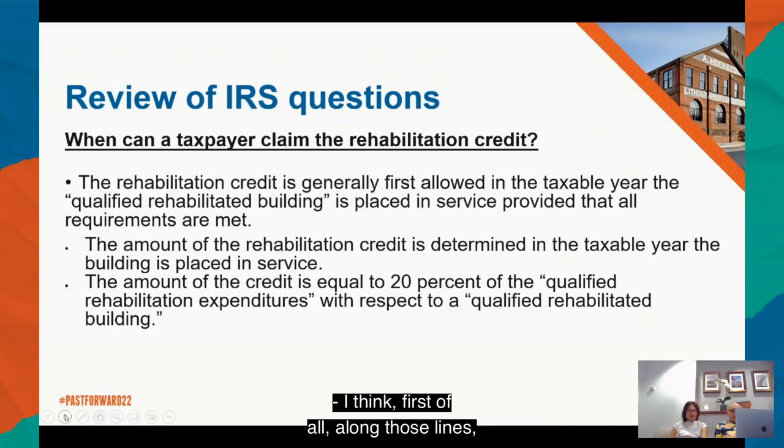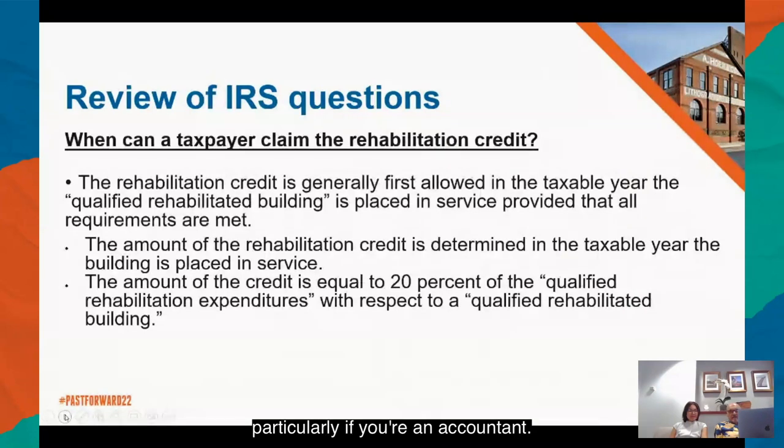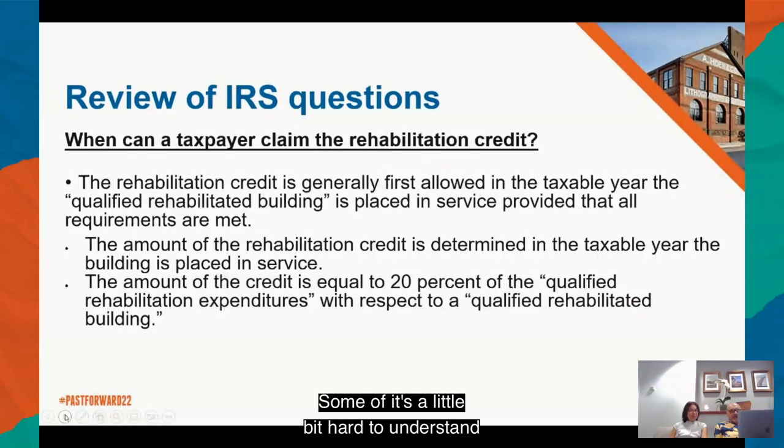Sure. So first of all, just as a pointer, if you search on the web for IRS rehabilitation tax credit or historic tax credit, it will take you to an IRS frequently asked questions page that will give you some idea, particularly if you're an accountant. Some of it's a little bit hard to understand if you're not an accountant.